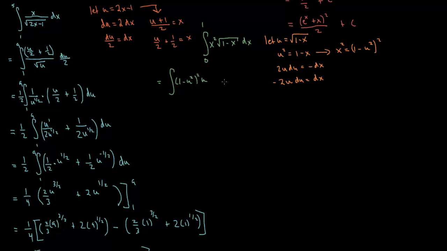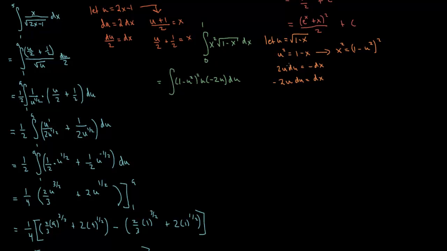And dx was negative 2u du. And notice, now I have all u's. There's no x's anywhere, so that's exactly what I wanted. It took a couple substitutions. But notice I need to translate my endpoints.